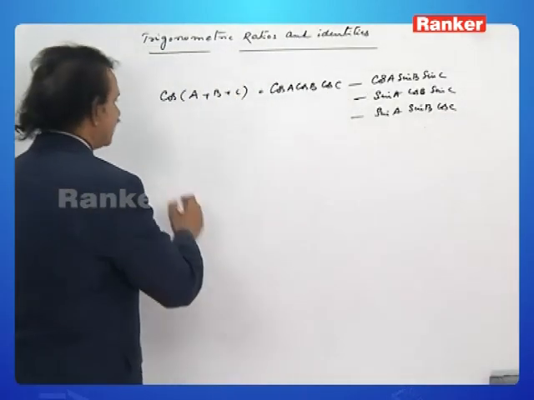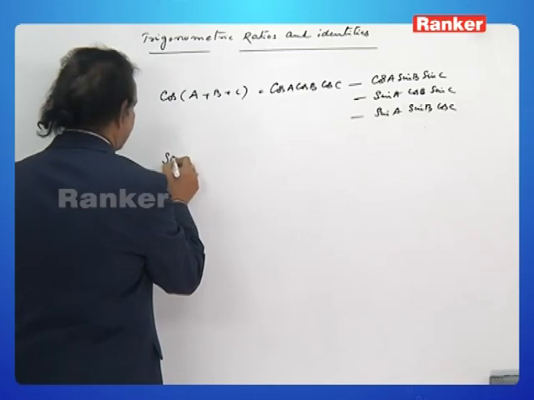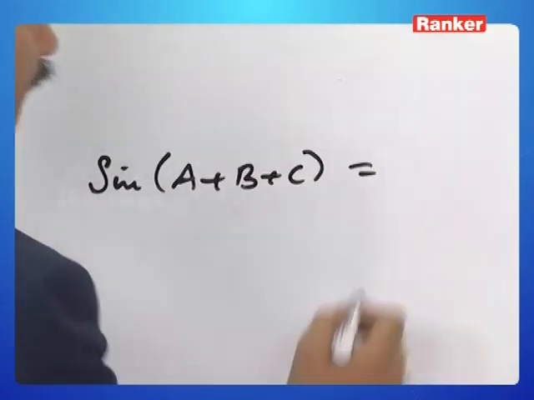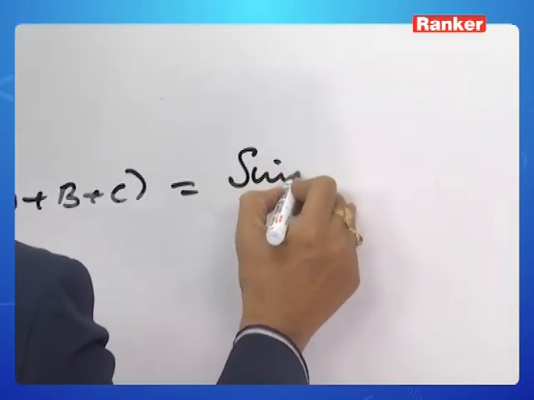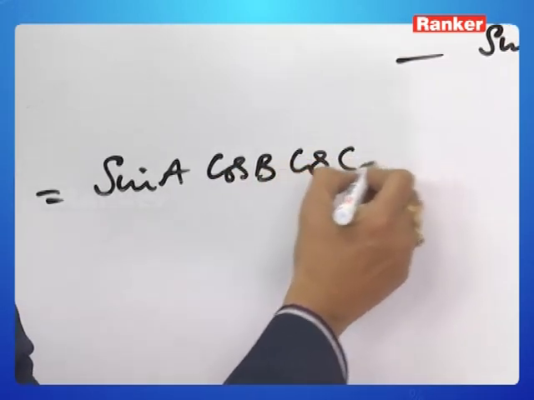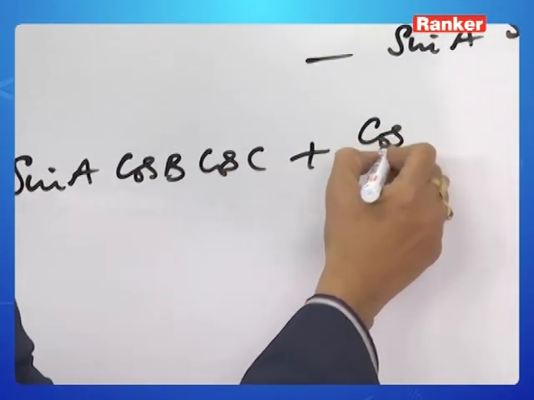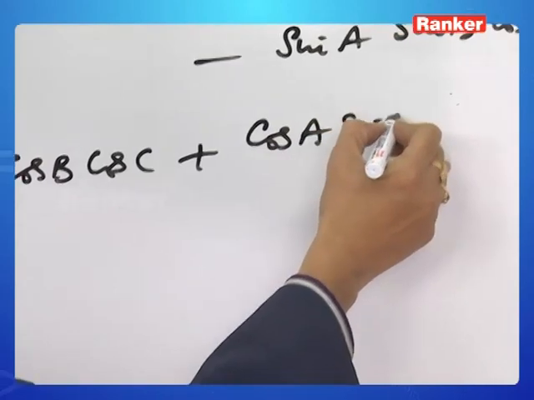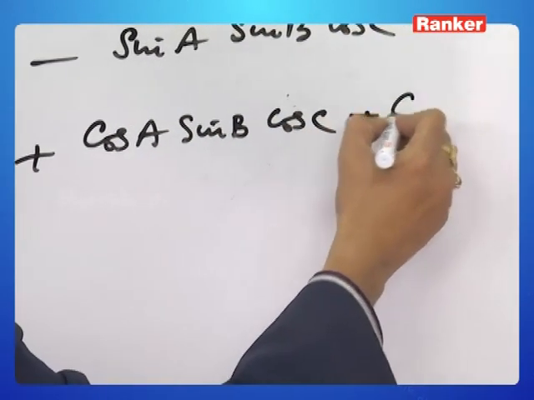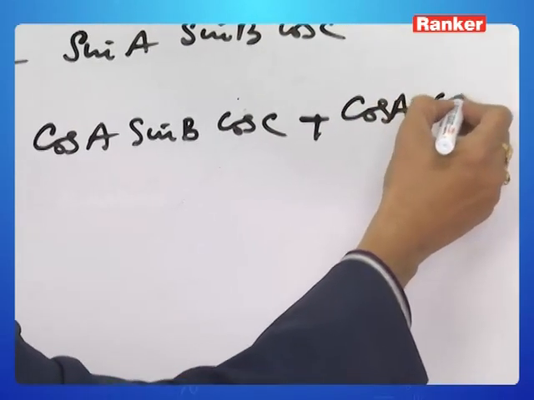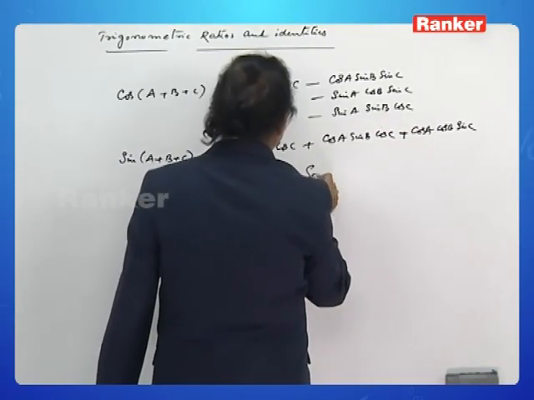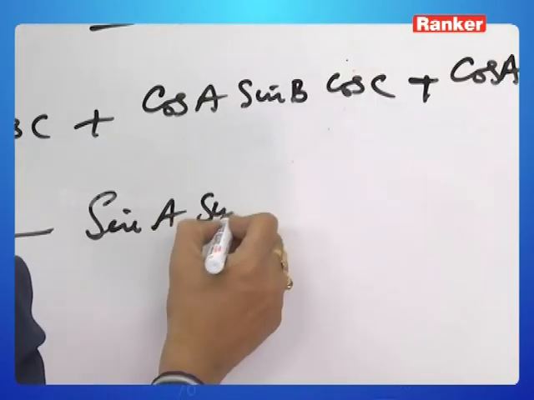Please recollect sin of a plus b plus c at this juncture. Sin of a plus b plus c is equal to sin a cos b cos c plus cos a sin b cos c plus cos a cos b sin c minus sin a sin b sin c.